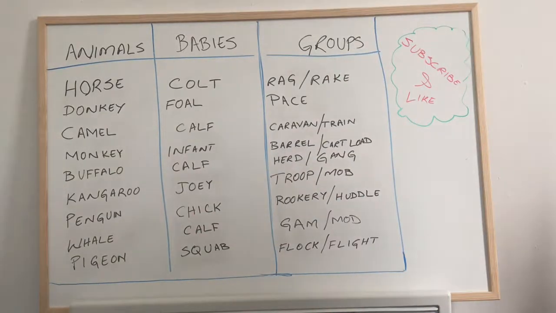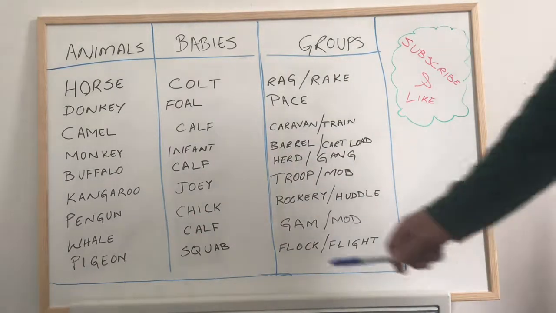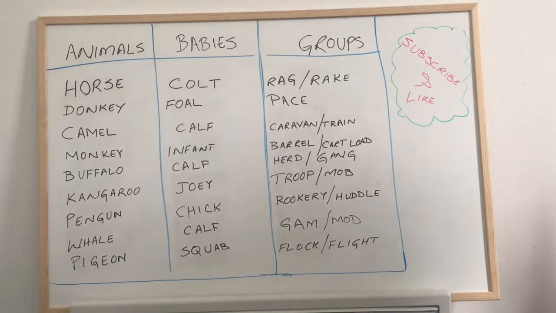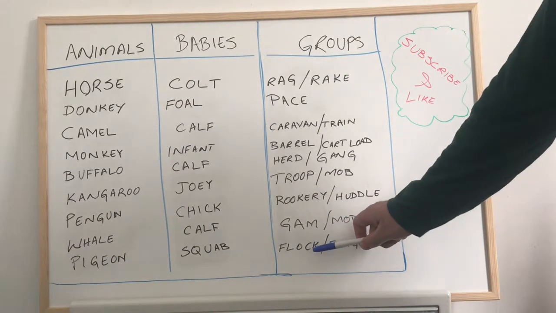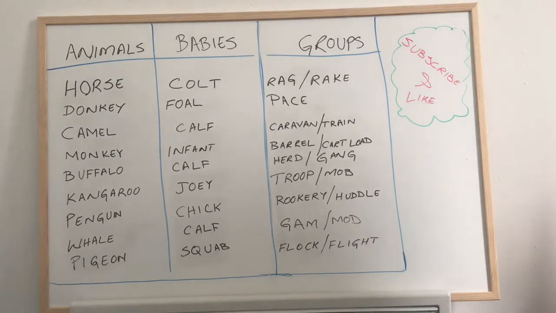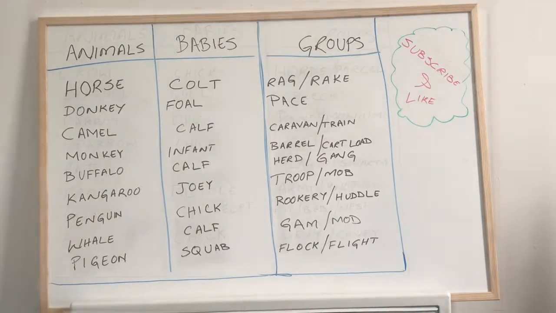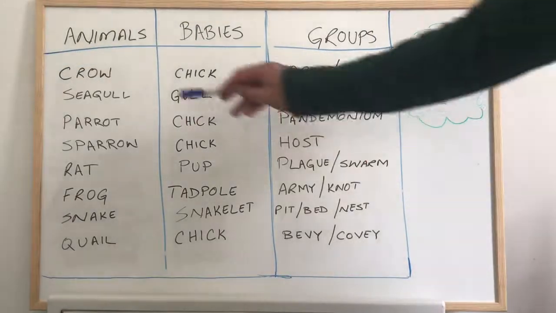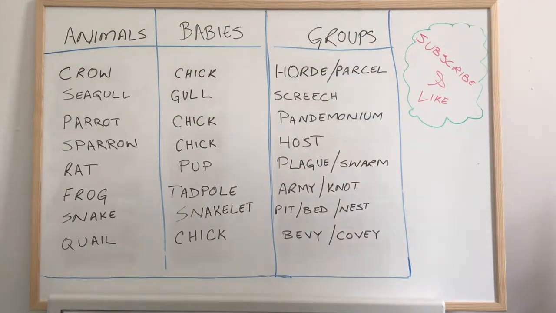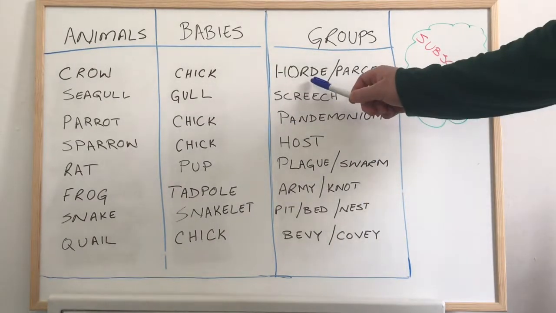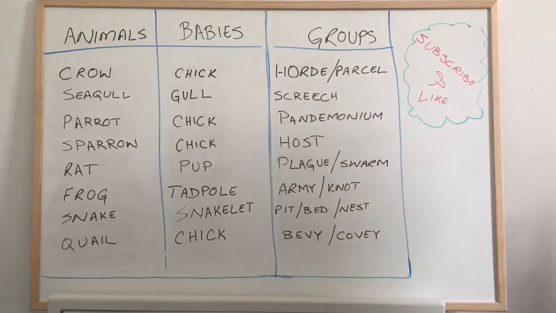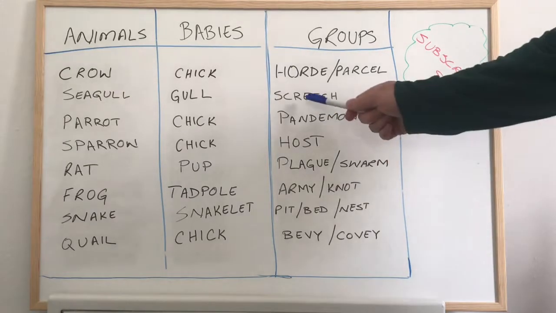Pigeon. A baby pigeon is called squab, and a group of pigeons is called flock or flight. Crow. A baby crow is called chick, and a group of crows is called hoard or parcel. Seagull. A baby seagull is called gull or young seagull, and a group of seagulls is called screech.